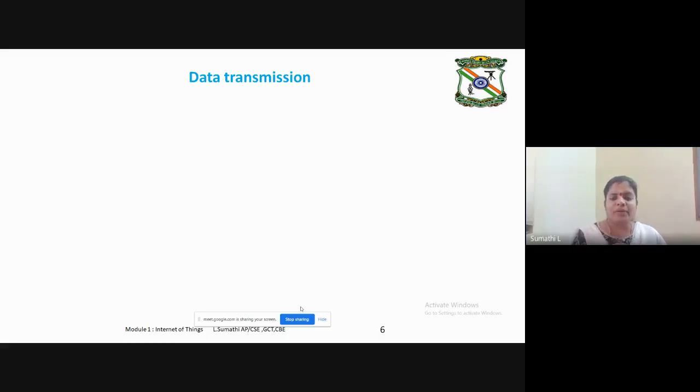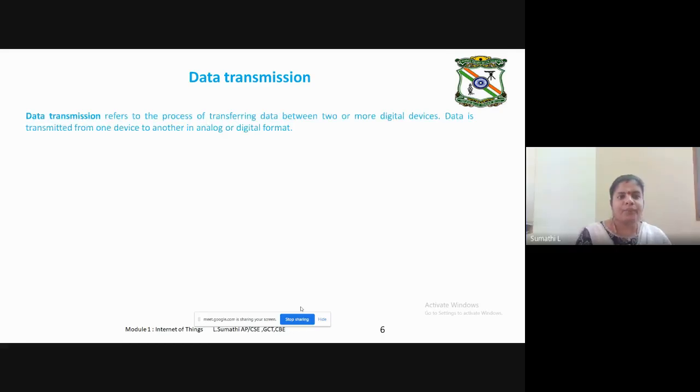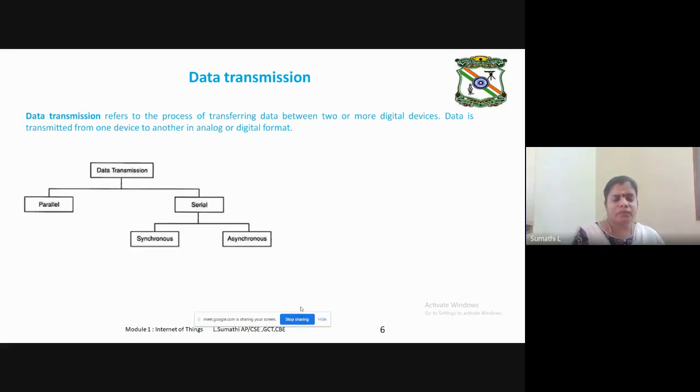So coming to the question of how to transmit, what is transmission? It is nothing but transferring your data between two electrical devices. It can be in analog or digital format. We will discuss the digital format. How to transmit? It can happen in either a parallel or serial manner. What is parallel? What is serial?